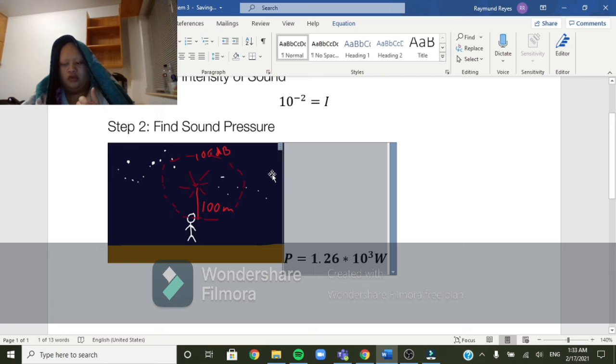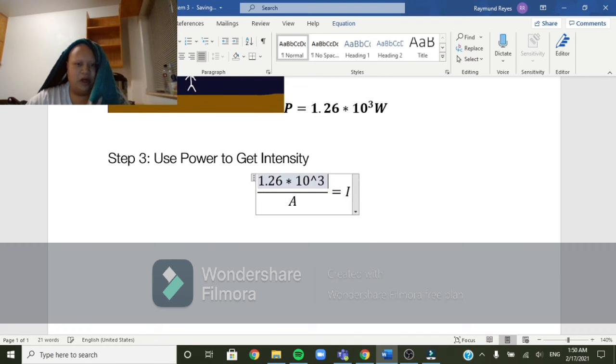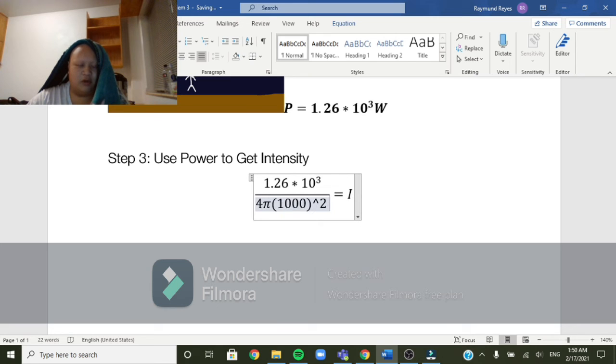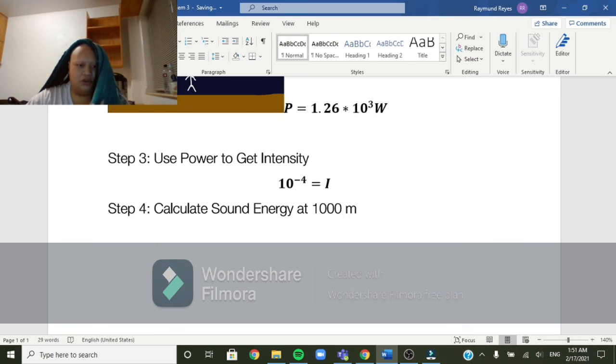Now that we have the power, we can use it to get the intensity, but for a different radius. Step 3 requires the power we just calculated to get the intensity. If you remember that power is intensity times area, we can divide both sides by the area to isolate the intensity. We plug in the power we calculated, 1.26 times 10 to the third watts. For the area, since the explosion is a sphere, you plug in 4 pi r squared, and the radius is 1000 instead of the 100 you had earlier. If you calculate it, you get something similar to 10 to the negative fourth, and that should be the intensity. So, calculate the sound level at 1000 meters, and this is the final step.